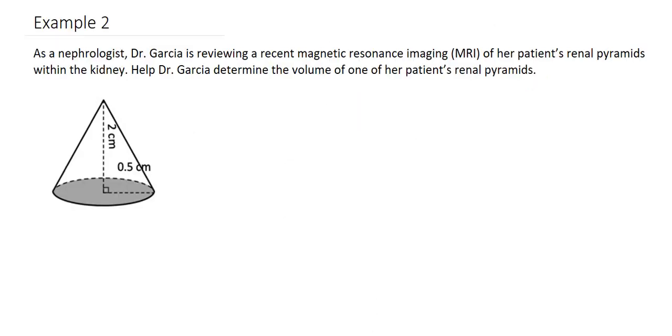So example 2: as a nephrologist, Dr. Garcia is reviewing a recent magnetic resonance imaging, MRI, of her patient's renal pyramids within the kidney. Help Dr. Garcia determine the volume of one of her patient's renal pyramids. So we have the volume, right? We have 1/3 pi r squared times the height.